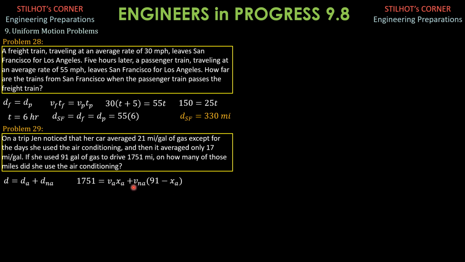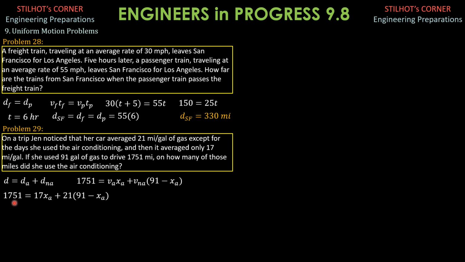So let's solve for XA first. The distance in miles when Jen uses the air conditioning of her car is this distance here. But let's solve for XA first. So 1751 is equal to 17 times XA, then plus 21 times quantity 91 minus XA.